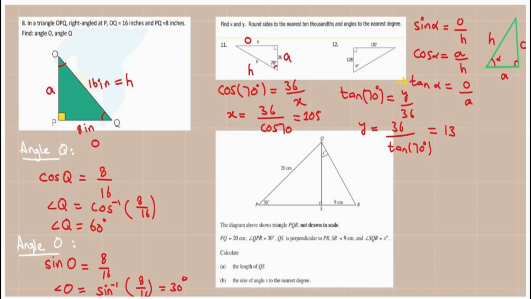And my dear students, next question, this is your practice problem, because this is just like the first question that we did today. And there is another problem. You can see the diagram above shows triangle PQR, not drawn to scale. PQ side is 20 and angle QPR is 30 degrees. QS is perpendicular to PR. SR is 9 centimeters and angle SQR is x degrees. Calculate the length of QS, which is this side. We have to find the size of the angle to the nearest degree.